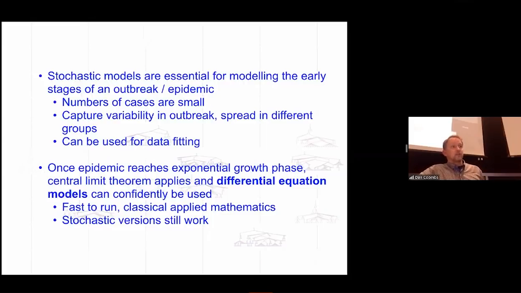Once the epidemic reaches the exponential growth phase, though, so once you have hundreds of people infected in one place, then essentially you don't really need to do the stochastic strategy anymore, and you can move on to differential equation models. Essentially, the central limit theorem tells you that everything is ultimately going to average out. And this is classic applied mathematics that we teach a lot to the undergrads. Now, the stochastic versions still work, but they're computationally more expensive. These days, that's maybe less of a barrier.